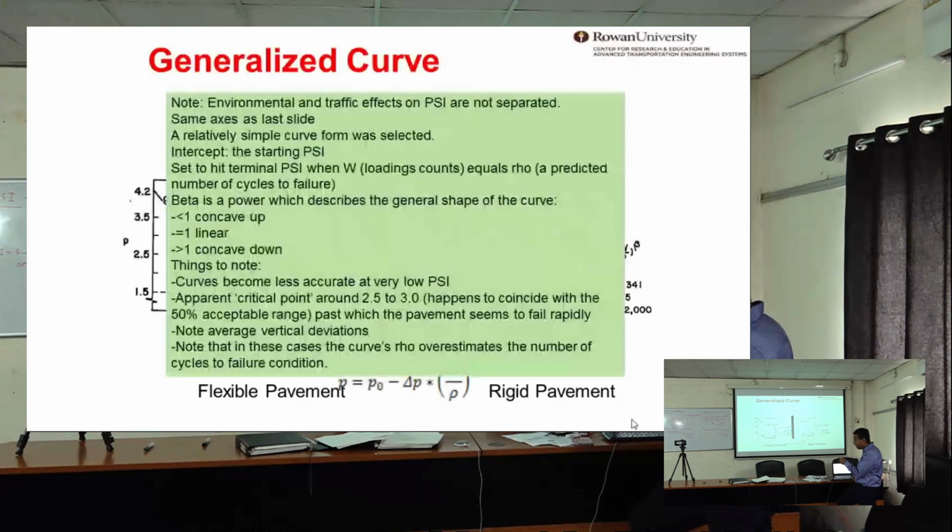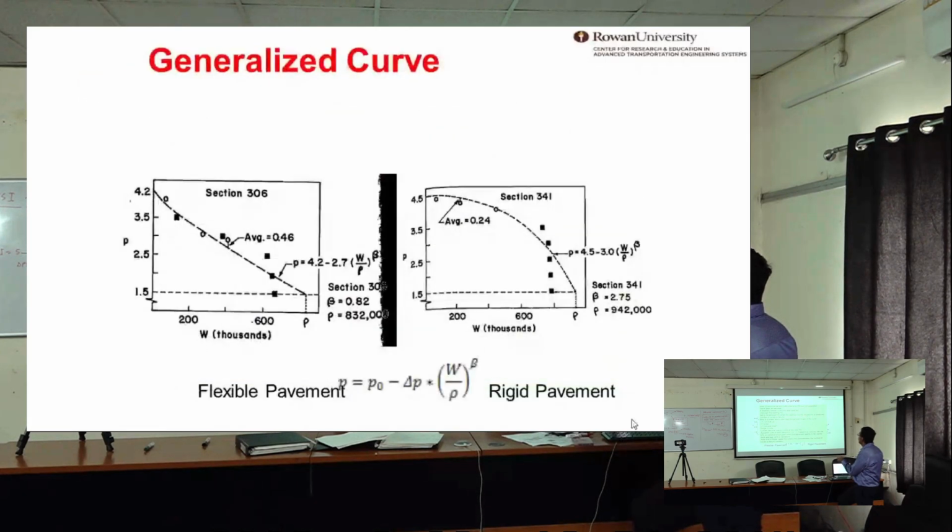I'm going to go back and explain each one of those. Starting intercept is 4.2 and 4.5. That's what this is. So it's set to hit terminal PSI when W loading counts equals rho. Basically, it forces you to determine that it drops at 1.5. 1.5 is the terminal. It is forcing 1.5 to be one of the points. That's your final point right here because they consider that a failure.